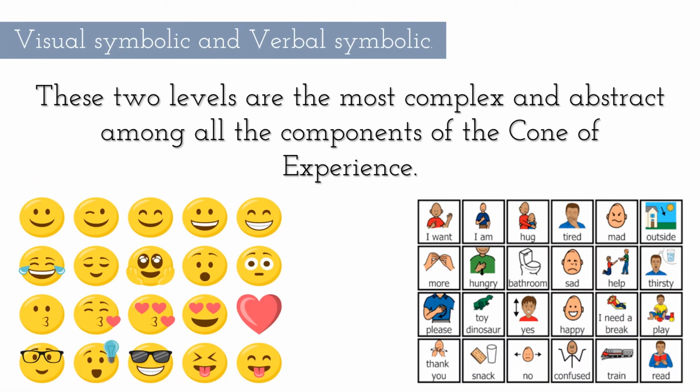Lastly, I also chose to combine the two levels because they are used hand in hand. The last two levels would be the visual symbolic and the verbal symbolic. These two levels are the most complex and abstract among all the components of the cone of experience.